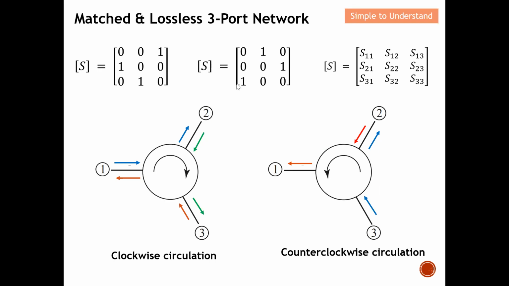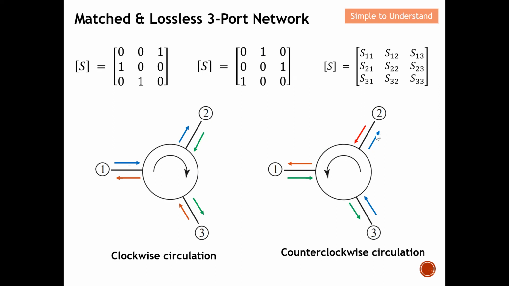And then last but not least over here will be S31, which means input at port number 1, output at port number 3. Can you see over here? So this will be the input, this will be the output, this will be the input, this will be the output. So you can see that they actually behave as a counterclockwise circulator.